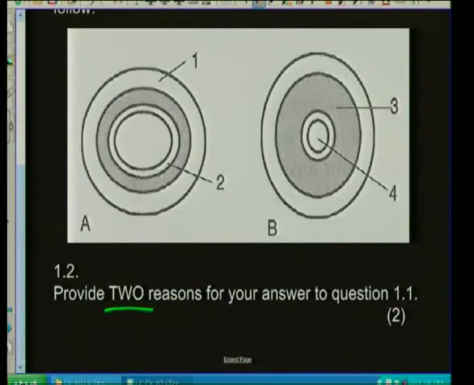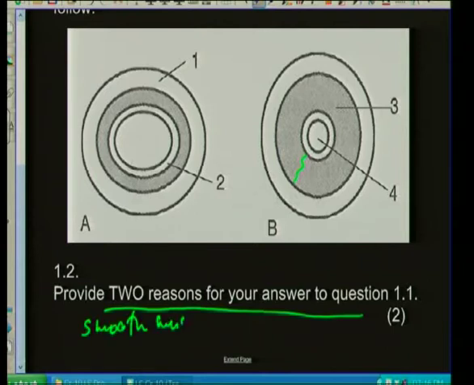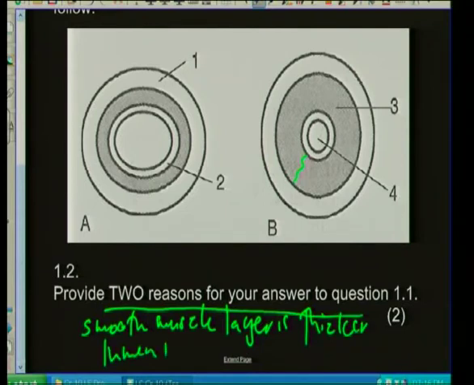So here it is, provide 2 reasons for your answer to question 1.1. Why do you say that B is the artery and not A? Obviously, we look at the smooth muscle layer. So one reason would be the smooth muscle layer is thicker. And 2, because of that, the lumen is smaller. Where is it smaller? In B. Where is it thicker? In B. So that you're specifying to the examiner or the marker that you know what you're talking about.